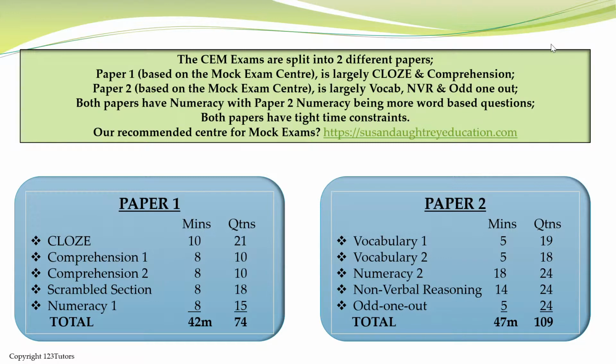So paper 1: cloze, comprehension 1, comprehension 2, scrambled section and numeracy 1. Paper 2: vocab 1 and 2, numeracy 2, non-verbal reasoning and odd one out. So if I just talk about paper 1 initially, because not everybody knows what each of these entails, let me just go through those.